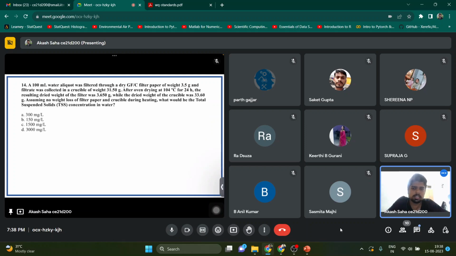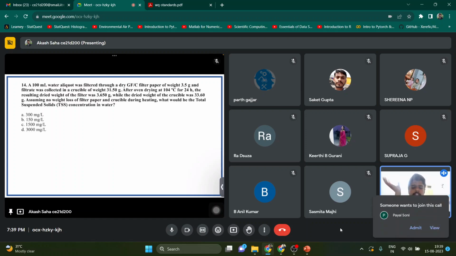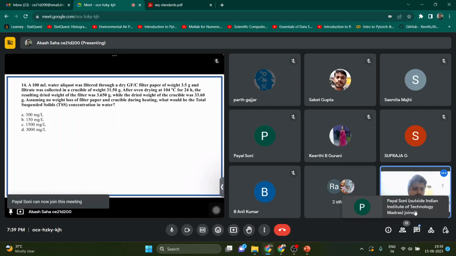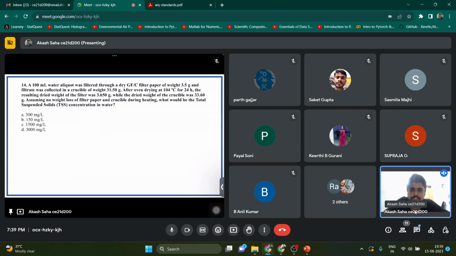The next question, though it looks a very big question, is pretty simple. We have 100 milliliter of water, which is filtered through a filter paper of weight 3.5 grams, and the filtrate coming out from the filter paper is collected in a crucible. Then it is oven dried at 104 degrees Celsius for 24 hours, and the resulting weight of the filter is 3.65 grams, and the dried weight of the crucible was 33.6 grams. Assuming there is no weight loss of the filter paper or the crucible during the heating, what would be the total suspended solids?